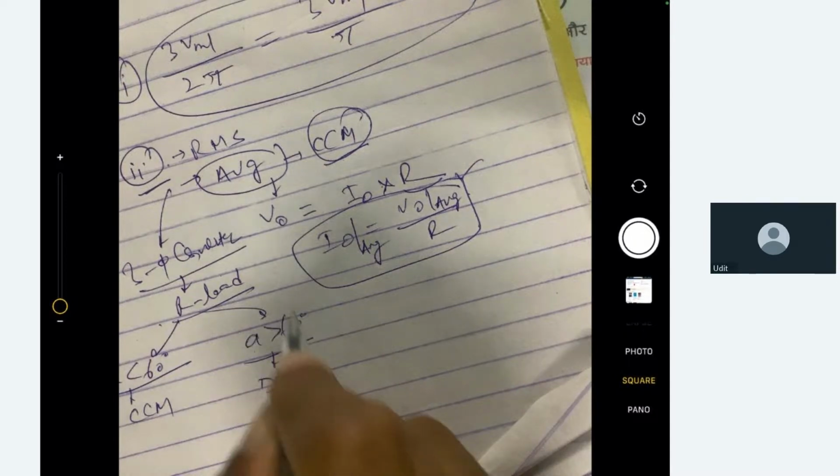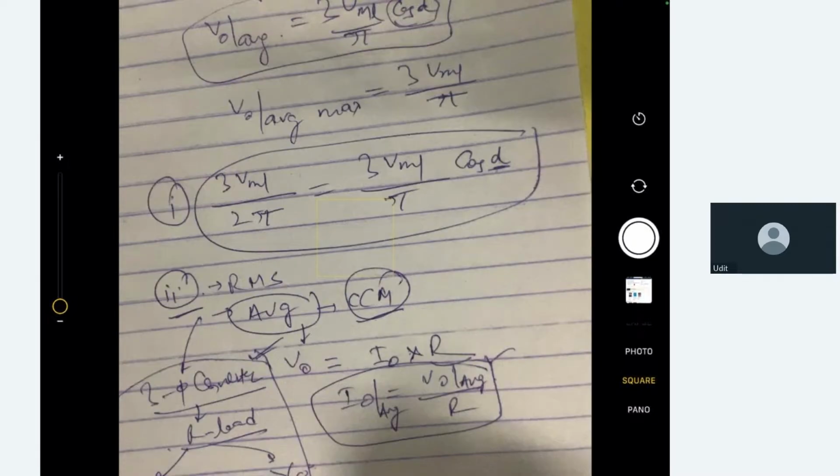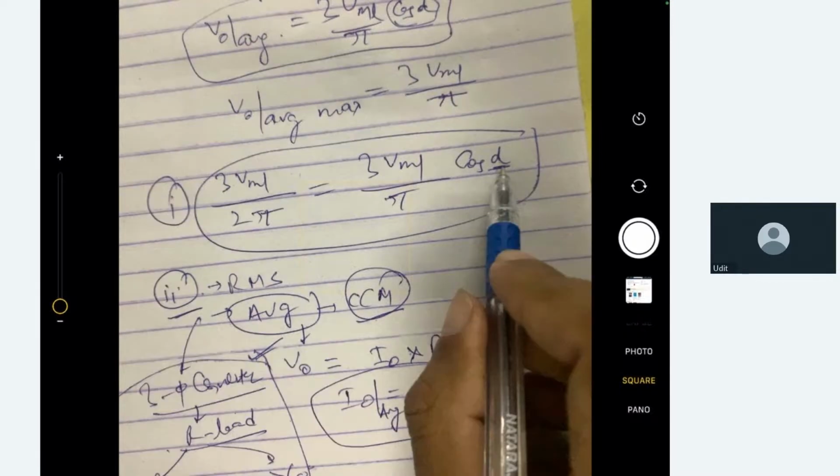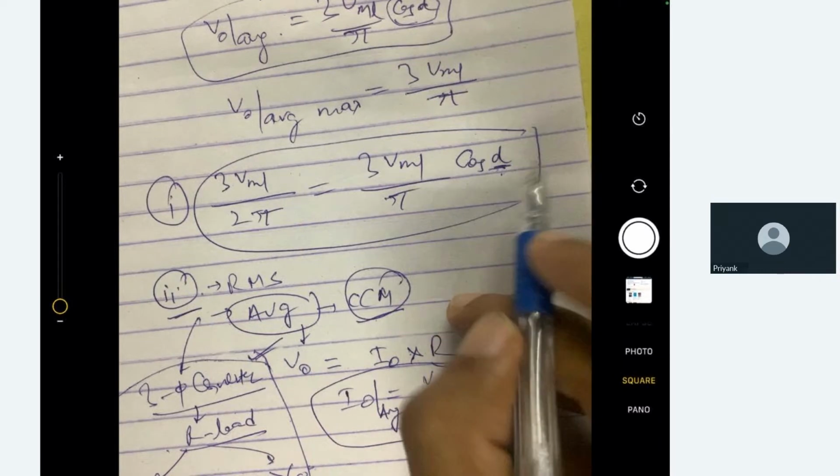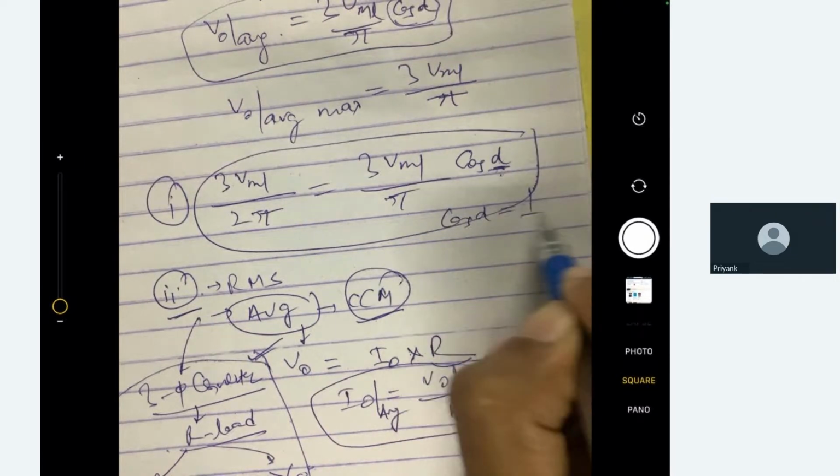So alpha here is 60 degree. It's at the verge of... It's 60 degree now because you have found out alpha. Cos alpha is equal to half, so alpha is 60 degree.